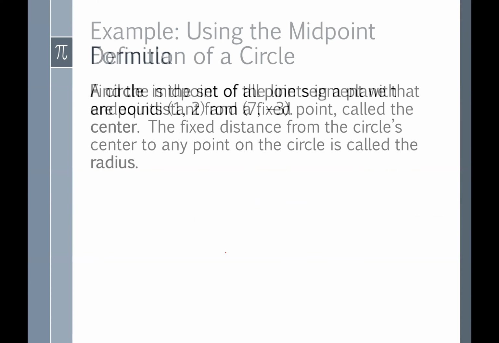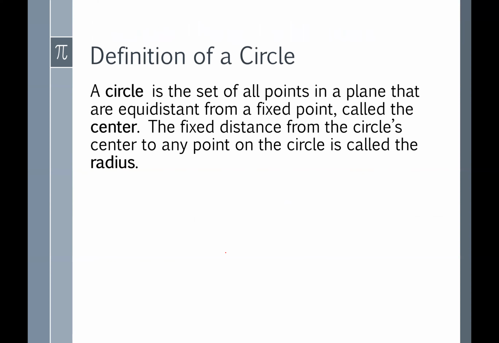All right, circles. A circle is the set of all points in a plane that are equidistant from a fixed point called its center. The fixed distance from the circle's center to any point on the circle is called the radius.